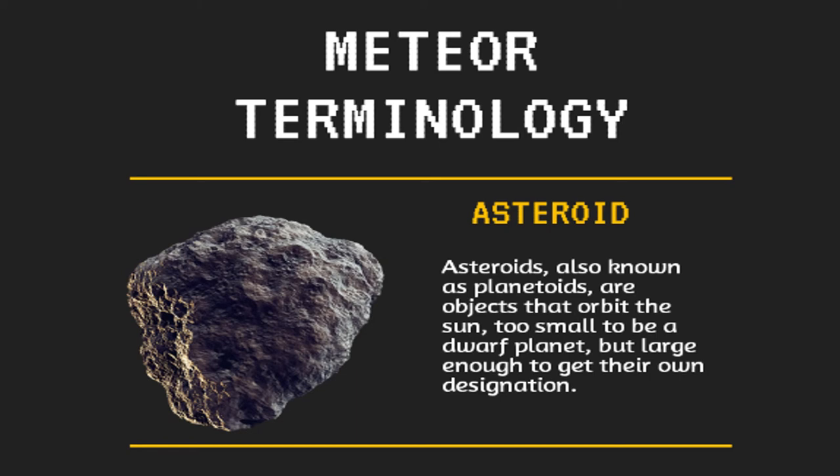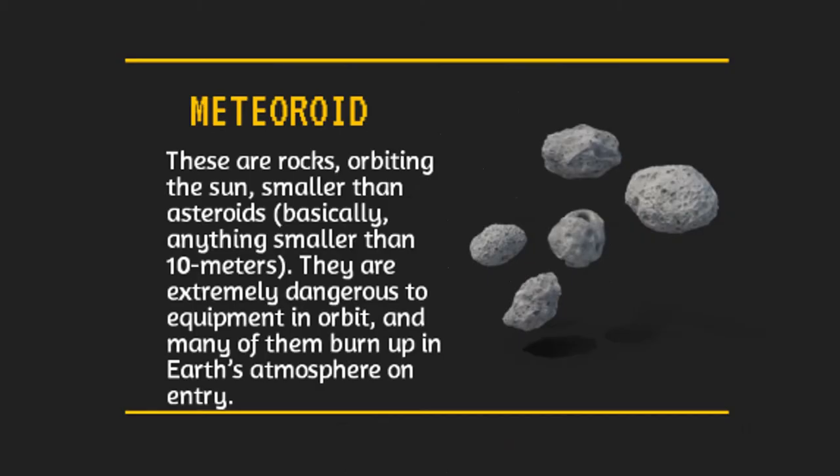Sa madaling salita, ang asteroid ay ang mga malalaking celestial rocks. Generally, asteroids are celestial rocks that are 10 meters or larger in size. The next term is meteoroid. These are rocks orbiting the sun, smaller than asteroids, basically anything smaller than 10 meters. They are extremely dangerous to equipment in orbit, and many of them burn up in Earth's atmosphere on entry.